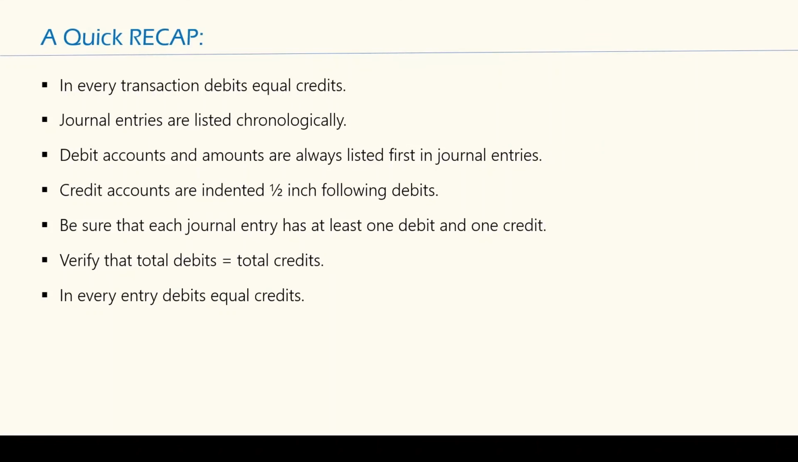Journal entries are listed chronologically. Debit accounts and amounts are always listed first in journal entries. Credit accounts are indented half an inch following debits. Be sure that each journal entry has at least one debit and one credit. Verify that total debits equal total credits. In every entry, debit equals credits.